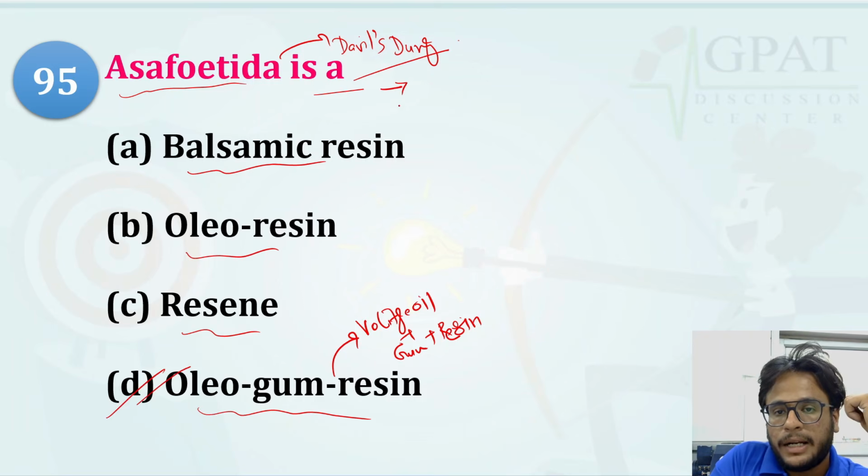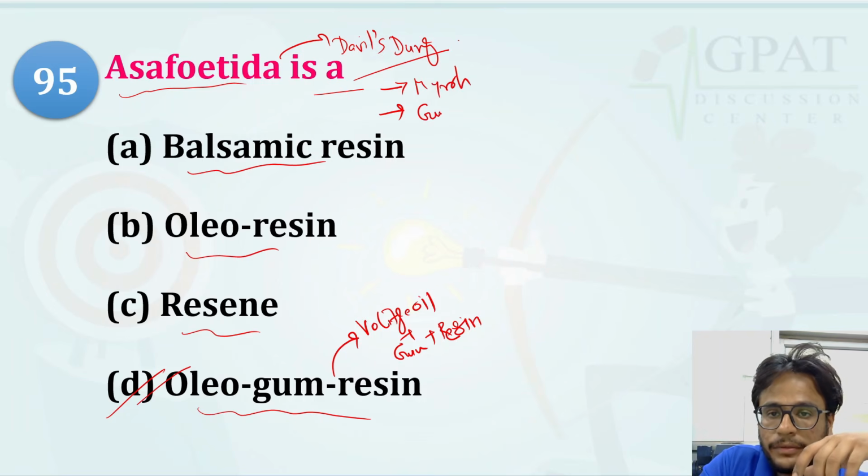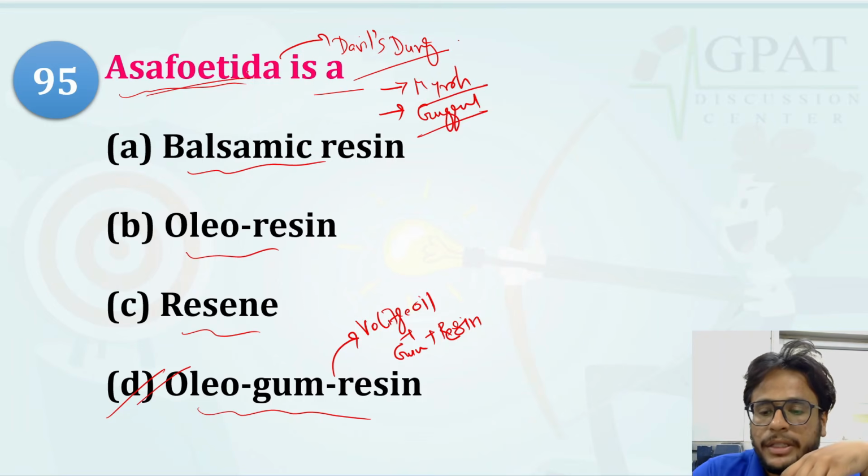Other plants that have oleogum resins other than that of asafoetida are the myrrh plant, which is also having oleogum resin, and the guggul plant. Okay, so these all three plants have oleogum resins in them.